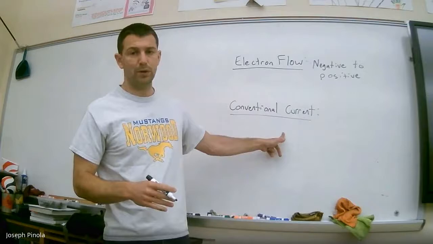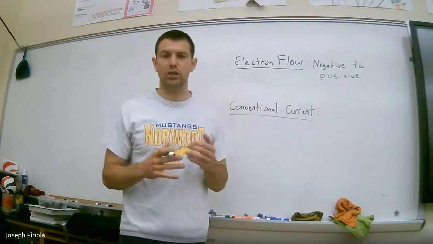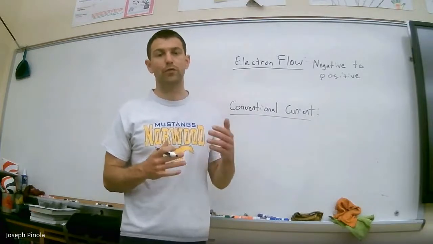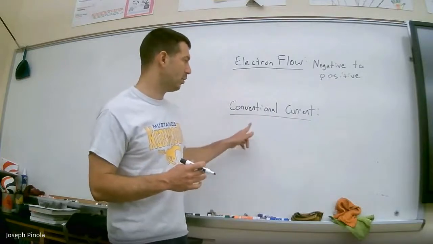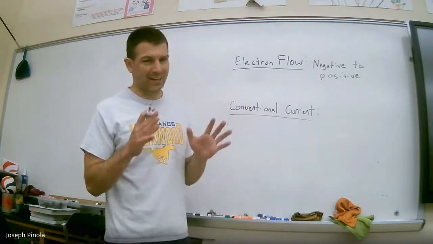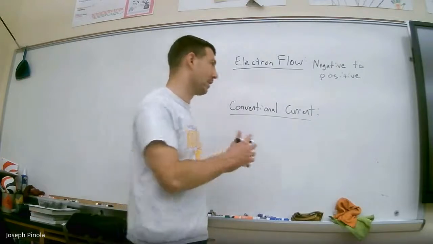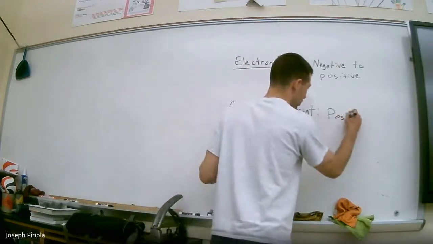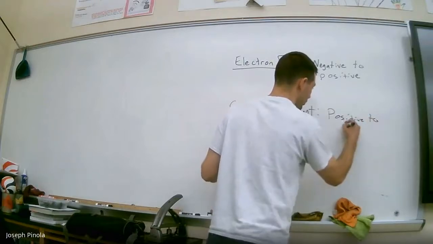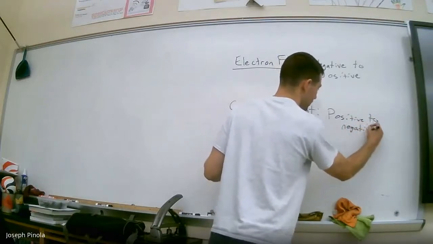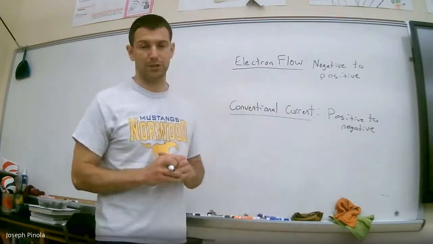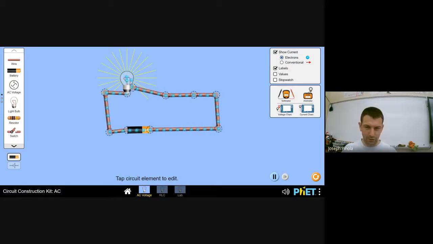This doesn't happen in real life, but scientists show current sometimes on paper moving from positive to negative, which would be conventional current. I know it's strange and we'll talk about it during class, but conventional current flows from positive to negative because it represents the potential flow of protons. So let's stick with electron flow for now, because we know that that's actually the way the current flows. If it's conventional current, we just have to flip that thinking in our head.